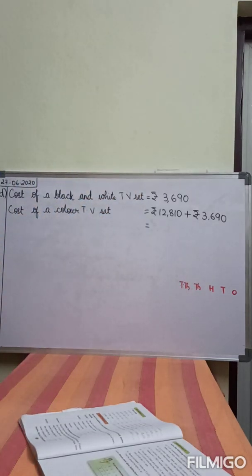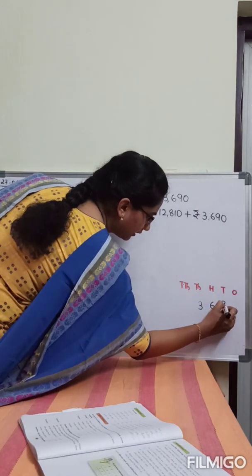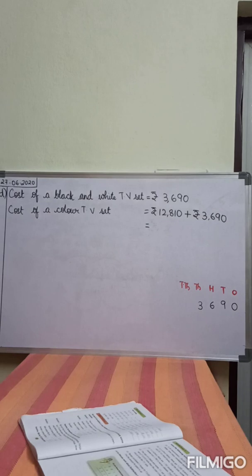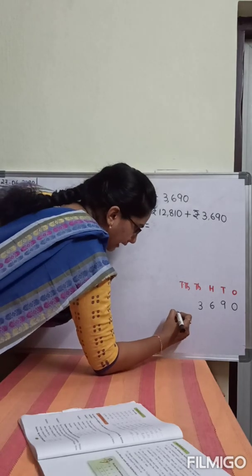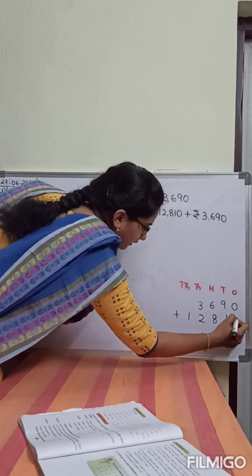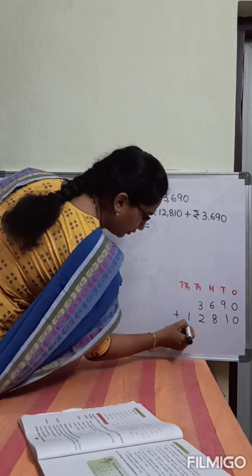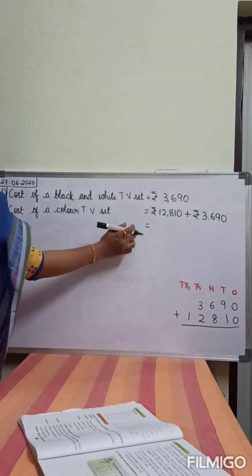How much is the black and white TV? 3,690. How much is the color TV? It is 12,810 more than 3,000. So I have to add. Add what? 12,810. You have to add. This will give you the cost of color TV set.